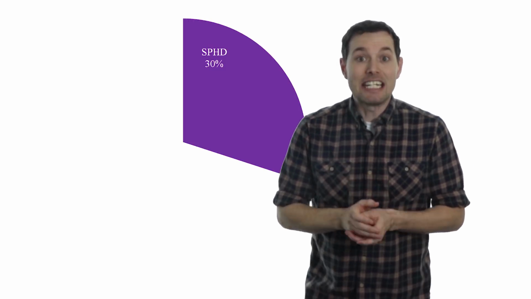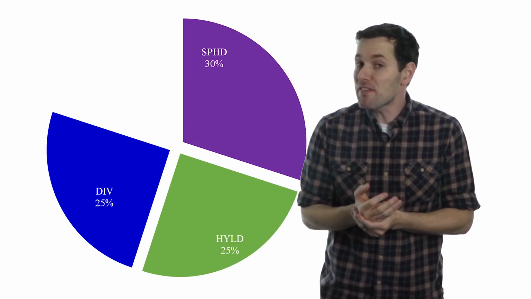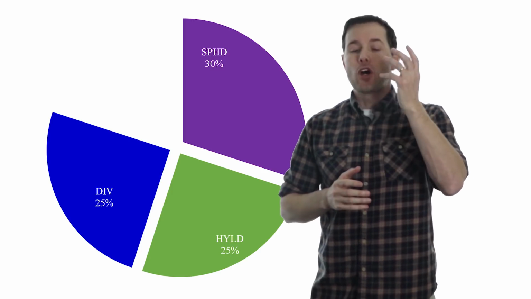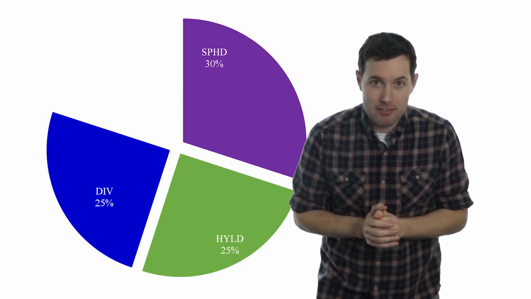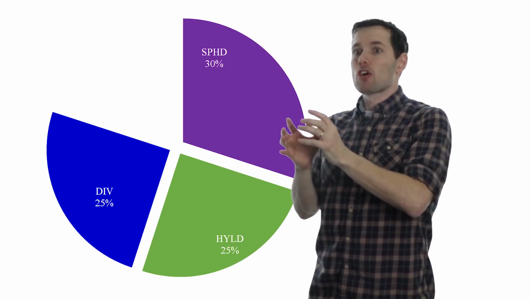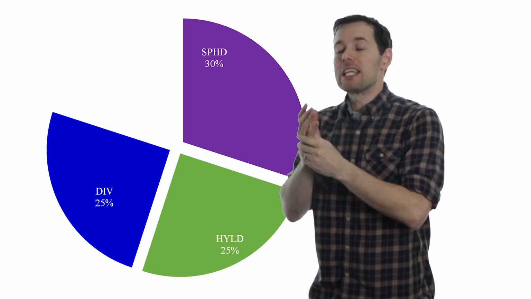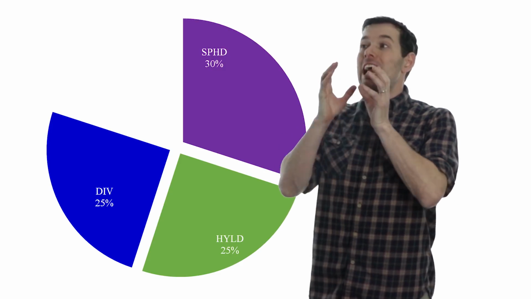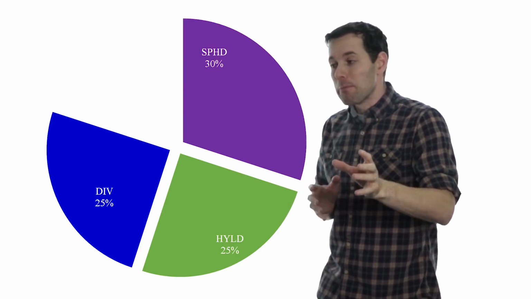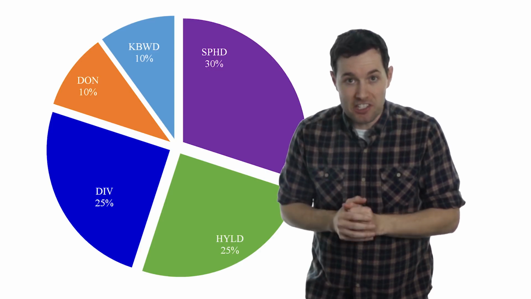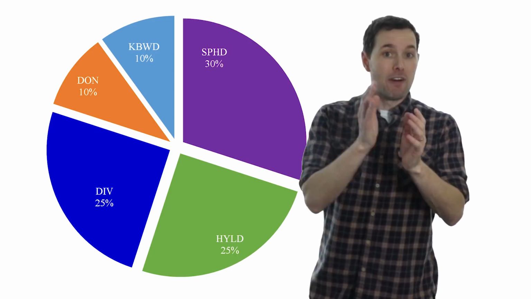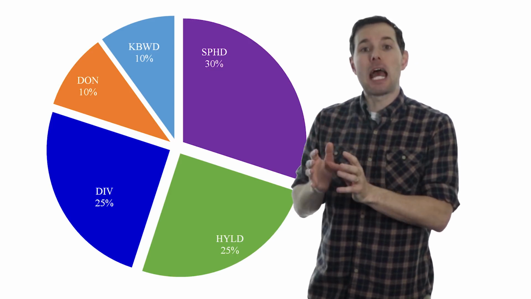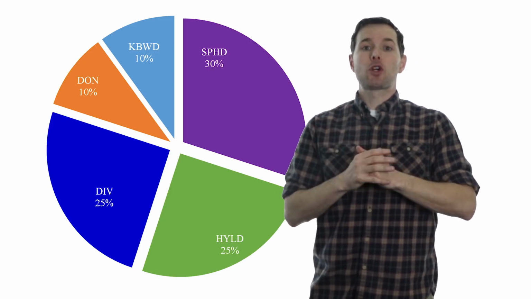For HYLD and DIV, I would do 25% for each position. They offer awesome dividend yields near 7%, and they help with overall dividends. Then for DON and KBWD, well, they act as solid diversifiers, and I would make them 10% for each position. One focuses on financials, and the other gives us some mid-cap growth opportunities. Okay, so now we have our core holdings.